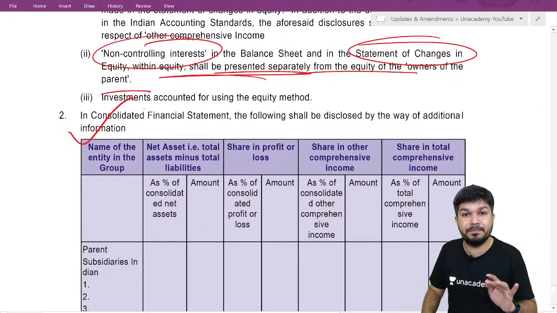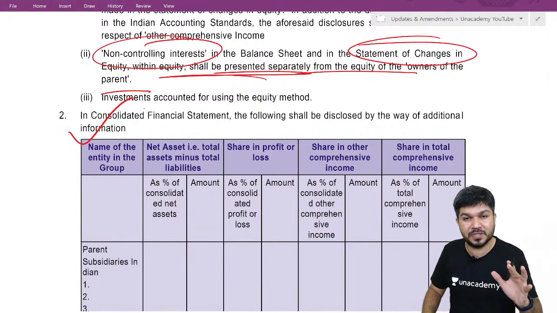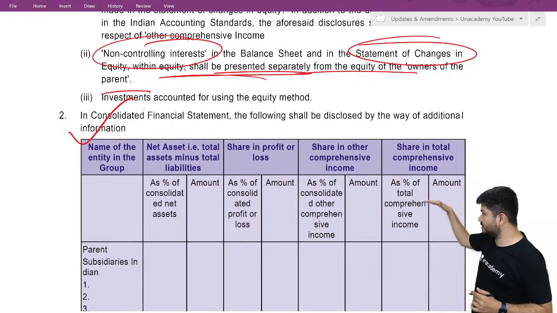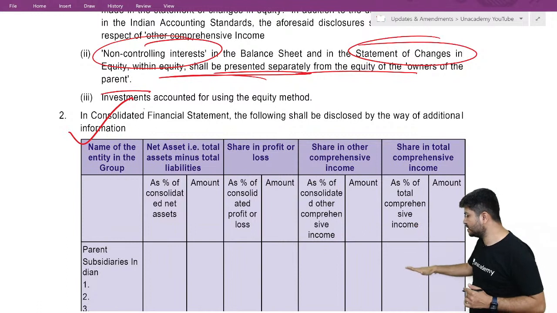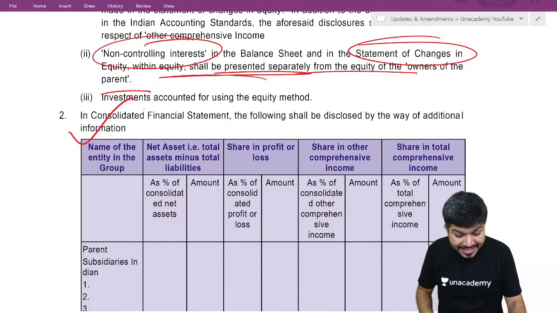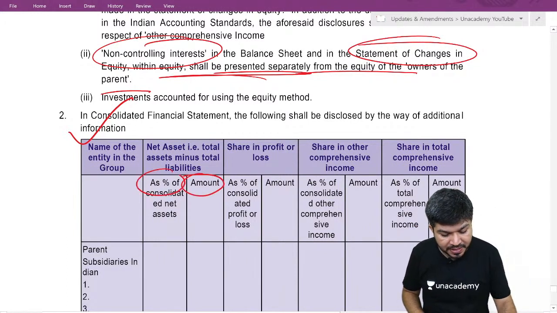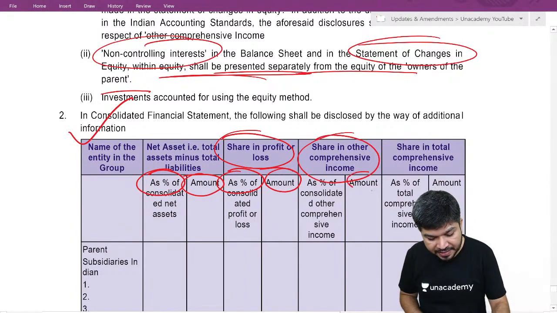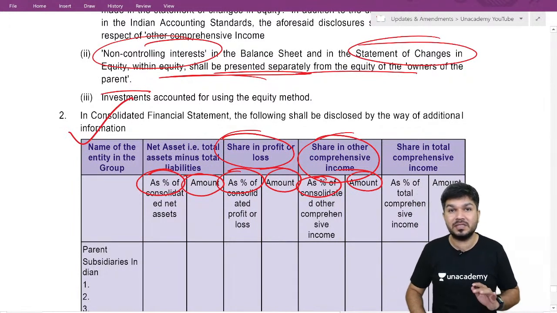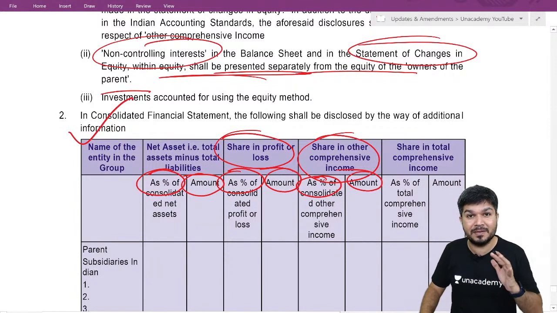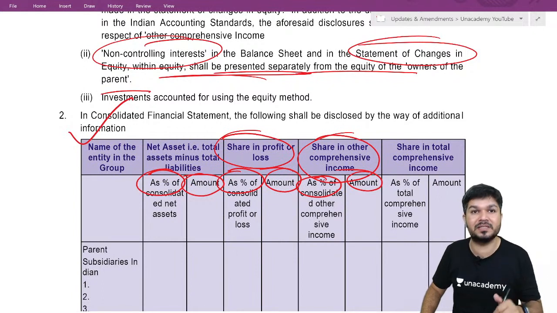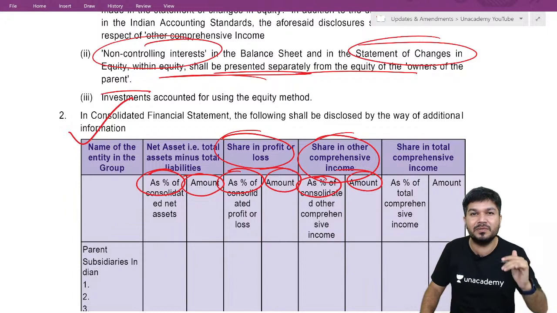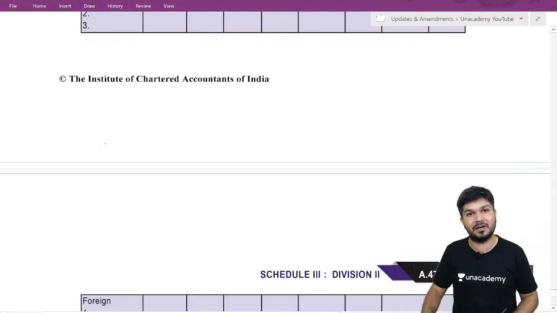This gives us the size and importance of our subsidiaries. From the parent, then we have subsidiary Indian 1, 2, 3, subsidiary foreign 1, 2, 3. How much net asset came from them percentage wise, how much profit came from them percentage wise, how much OCI came from them percentage wise. So this gives us the size and importance of the parent as well as the subsidiary. How much net assets come from the parent, how much from each and every subsidiary, the bifurcation is available.